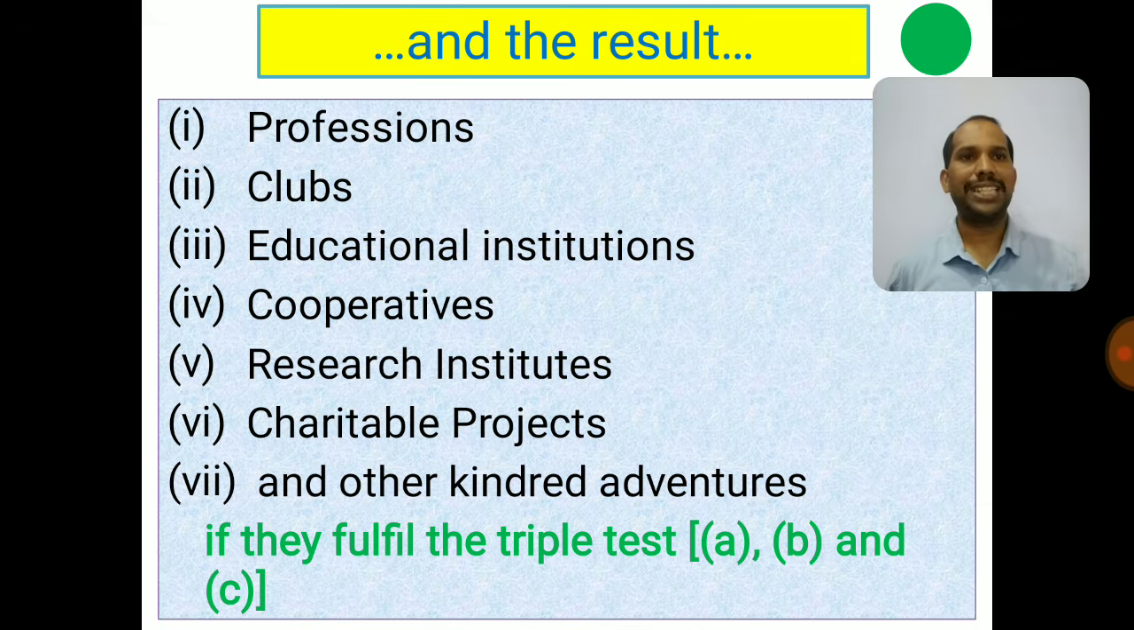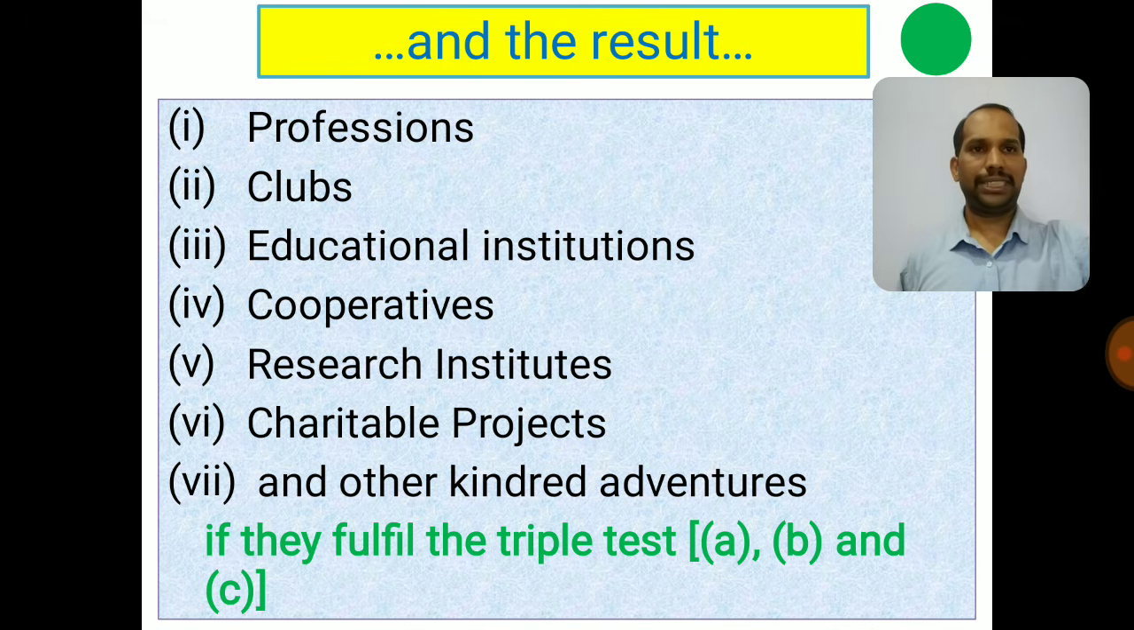All these professions came under the definition of industry. Remember, the municipality, the hospital, the universities, the clubs, and in Rajappa's case, the water supply company board, everything is under industry. Along with that, professions, clubs, educational institutions, cooperatives, research institutes, charitable projects, and other kindred adventures all come under the definition of industry if they pass the ABC test, that is, the triple test.